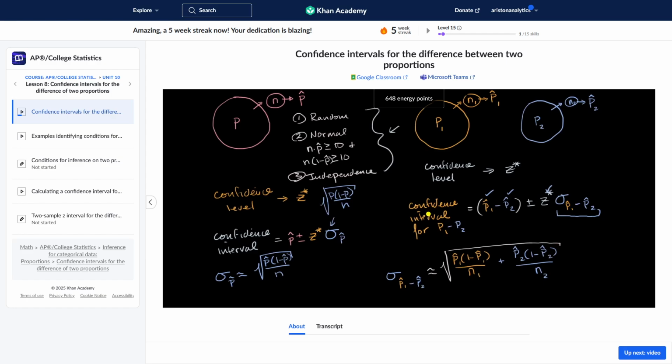And once again, how would you interpret that? Well, let's say your confidence level is 90%. And from that, you're able to construct this confidence interval. That would mean that 90% of the time that you go through this exercise, your confidence interval would overlap with the true difference between these population parameters, the true difference between these population proportions.